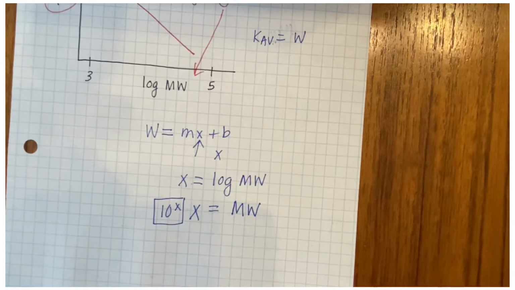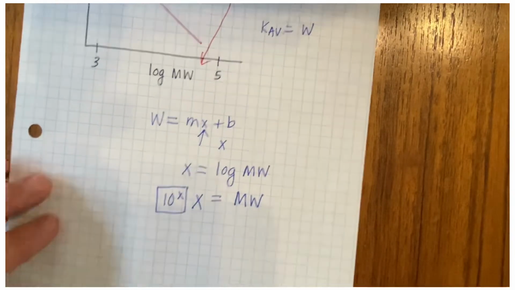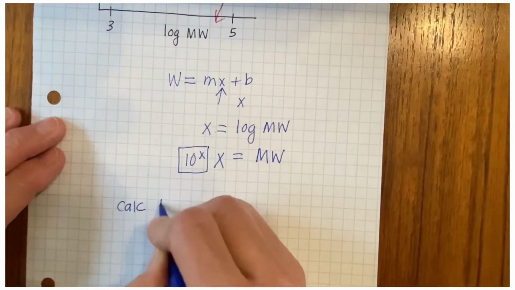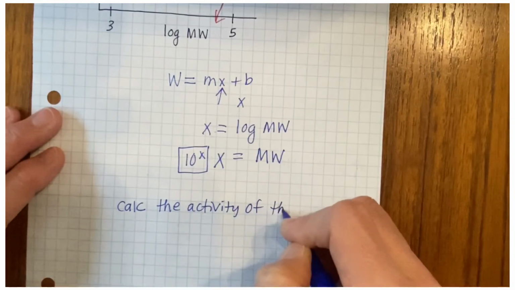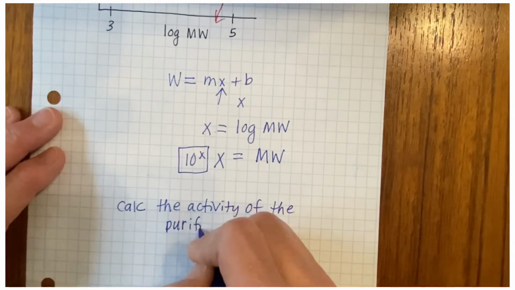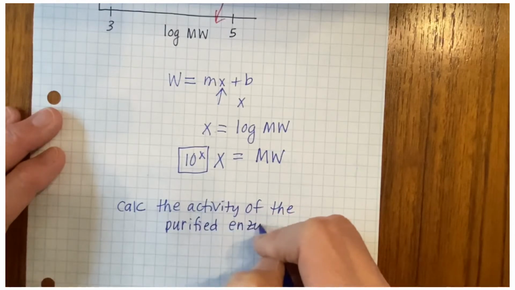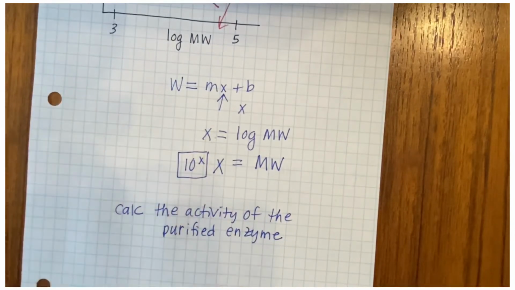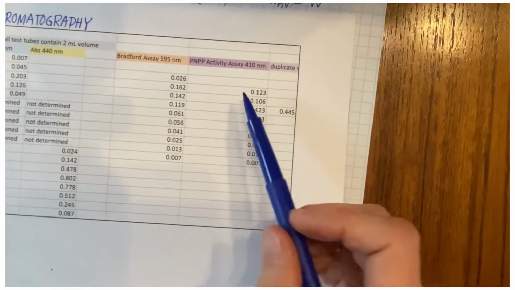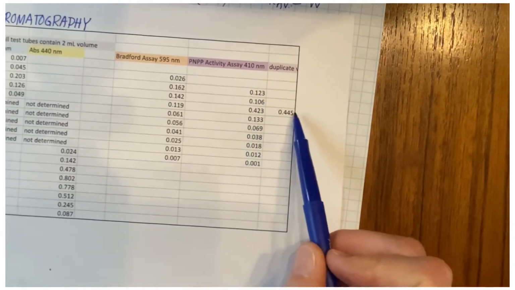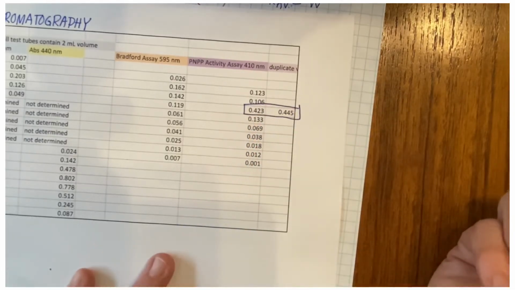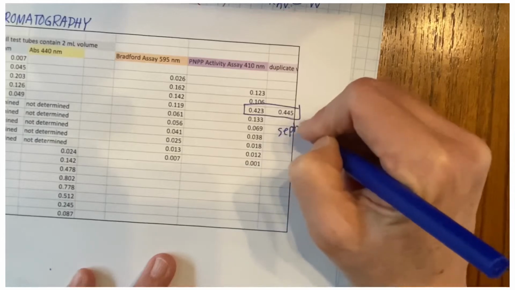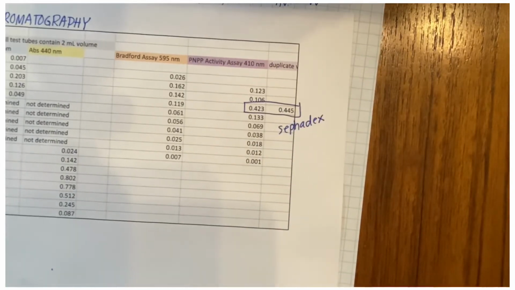The second thing we need to do is calculate the activity of the purified, or at least partially purified, enzyme. So how do we do that? We go back to the original spreadsheet, which is here, and we find our activity assay, which has duplicate values for only one of them. So this right here is our values for your Sephadex fraction. And that would be the partially purified enzyme, acid phosphatase.